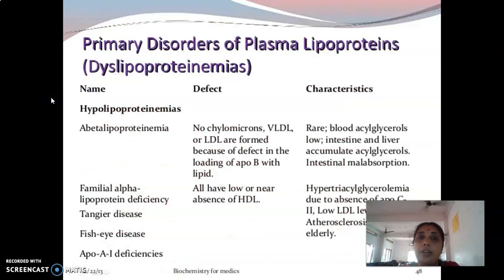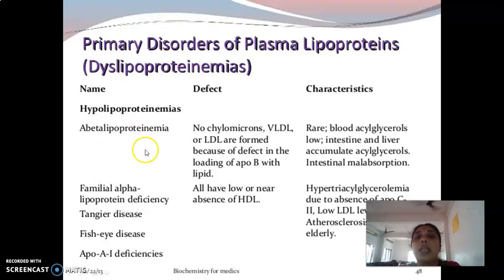Now, there may be some genetic reasons for synthesis and degradation defects in some persons, and we call these inborn errors of lipoprotein metabolism. They are known as primary disorders of plasma lipoproteins, or can also be known as dyslipoproteinemias. So which are the different types of lipoproteinemias?